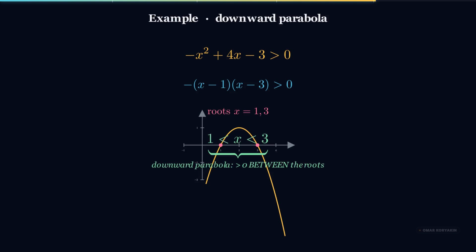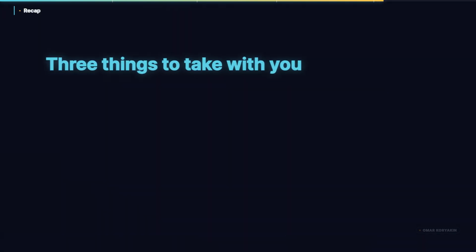3 takeaways for quadratic inequalities. Find the roots before doing anything else. Whether you factor, use the formula, or read off a graph, the roots are the boundaries between intervals of constant sign. They are the only x values where the quadratic equals 0.